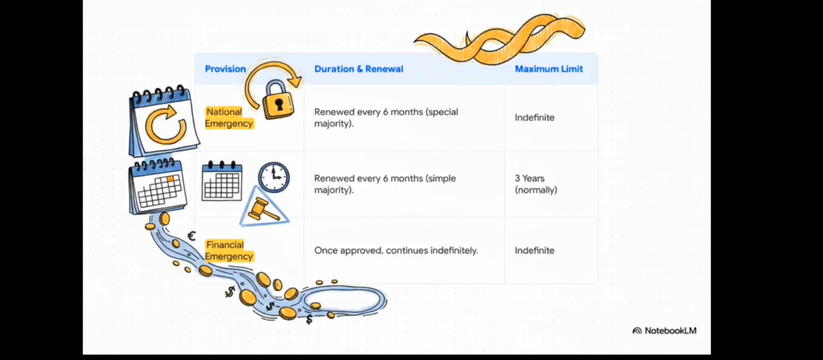And this slide just brilliantly shows the differences in how long they can stick around. A national emergency? It's like a really high-stakes subscription. It has to be renewed with that special majority every 6 months. President's Rule also needs a renewal every 6 months, but it's got a 3-year cap. But a financial emergency, wow. Once that's approved, it just keeps going, indefinitely with no need for renewal.